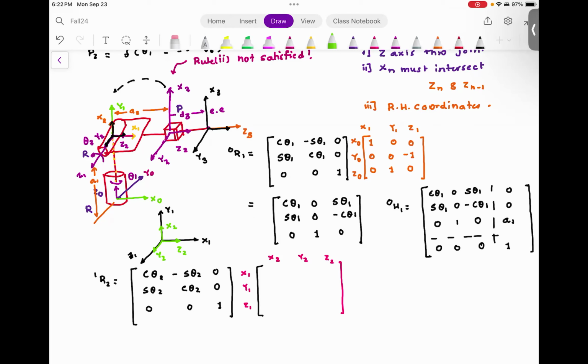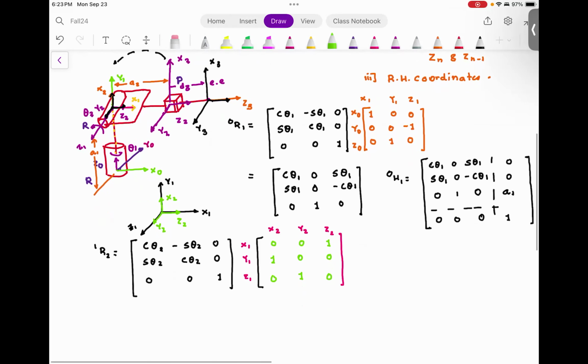Now in this current configuration, rule number 2 is satisfied. Do you agree with me? My X2 intersects with Z2 and X2 also intersects Z1. Are you with me? So X2 is in the same direction as Y1. Y2 is in the same direction as Z1. And Z2 is in the same direction as X1. Are you okay with the projection matrix that I have shown there?